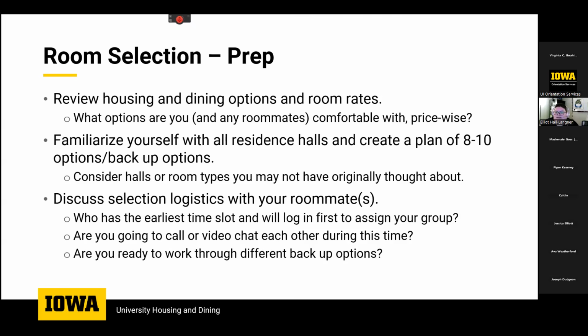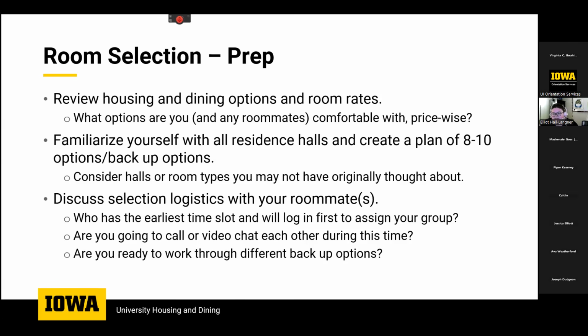We encourage you to consider halls or room types you might not have originally thought about, such as a roommate group of two considering a triple, so that you could be in maybe the hall of your choice or the side of campus of your choice. And then discuss the selection logistics with your roommate or roommates. So, who in our group has the earliest time slot, and will log in first to assign our group.